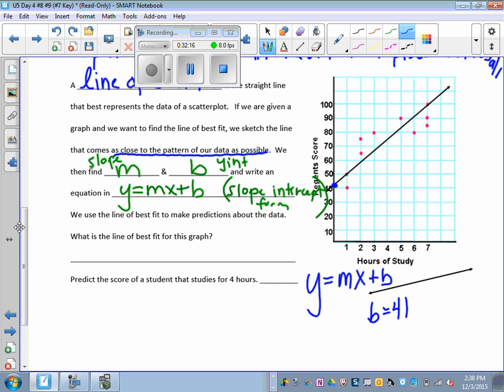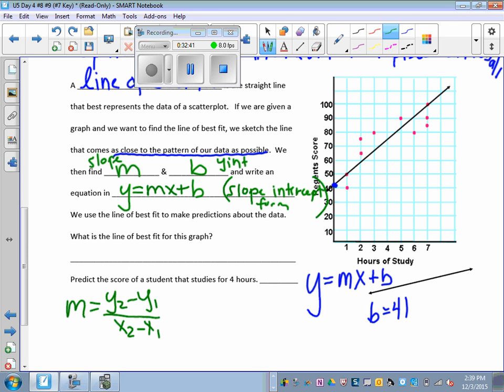Okay. Now for your slope, again, we want to pick two nice points. You're not always going to have perfect points there, but you need to pick 2 points and do your equation for slope. So remember your equation for slope is y2 minus y1 over x2 minus x1.